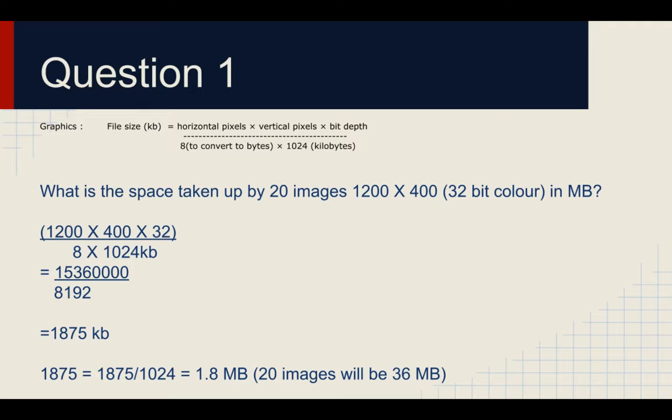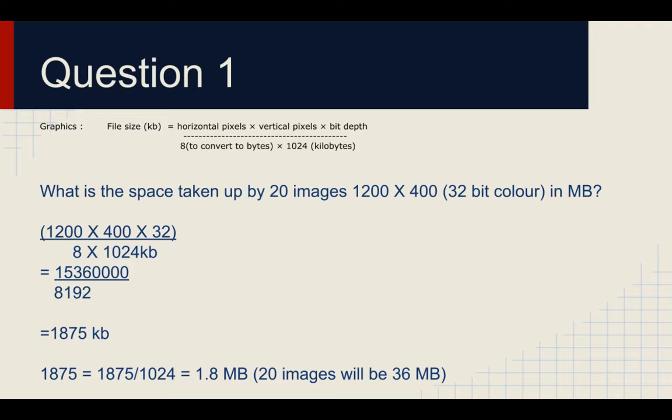Now we need to place in this information of horizontal pixels times vertical pixels times bit depth, and then divide by 8 to convert to bytes, times 1024 kilobytes. Now this conversion to bytes may not appear at times, so if you're given information that goes to bits, you obviously need to change it by dividing by 8 to get your bytes.